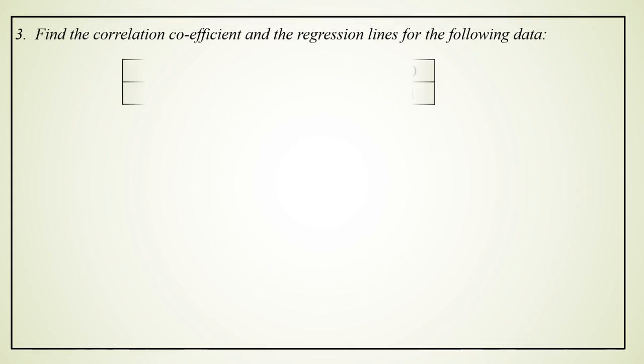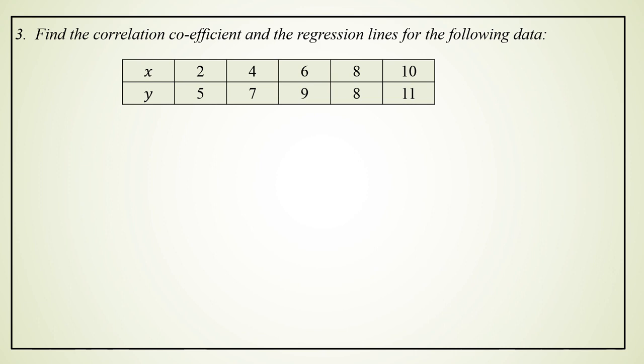Next problem, that is to find the coefficient of correlation and the regression lines for the following data. For x is equal to 2, the value of y is 5. For x is equal to 4, 7. For 6, it is 9. For 8, it is 8. And for 10, it is 11.